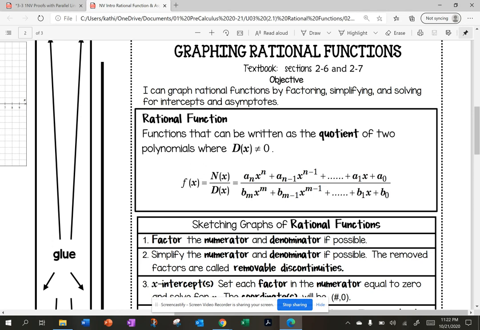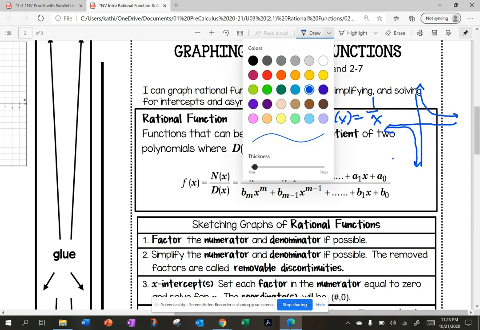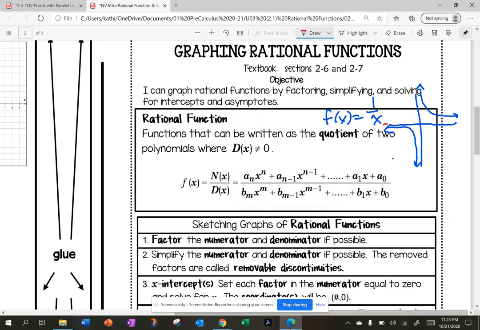So the parent function for a rational function, let's just review. The equation is f of x equals 1 over x, and it looks like this. Okay, so this is the parent function, and I have asymptotes on the x-axis and the y-axis. An asymptote is a line that I approach that I never go across.